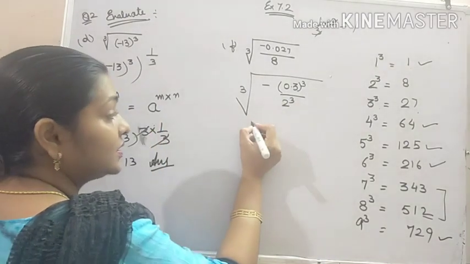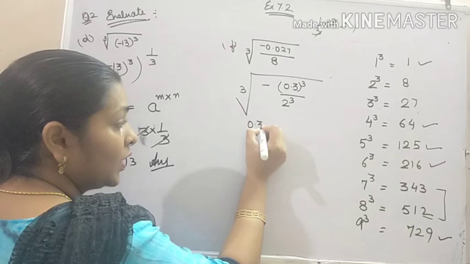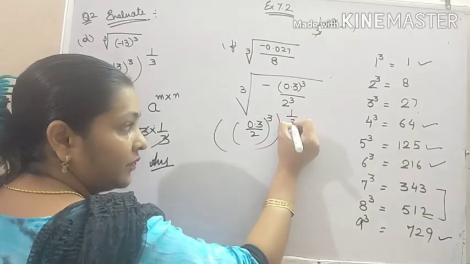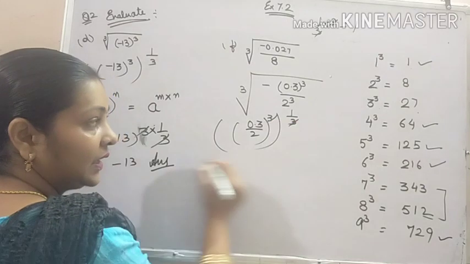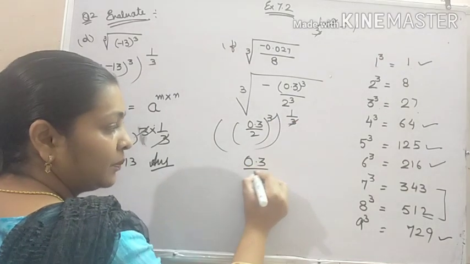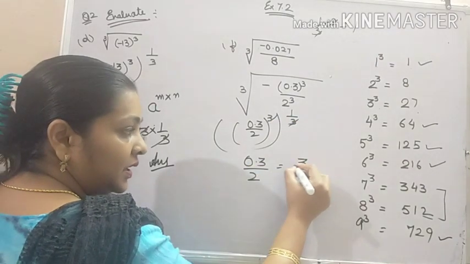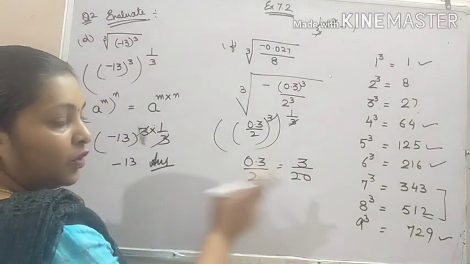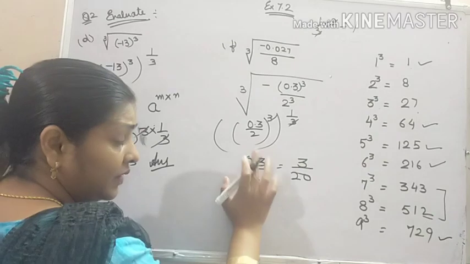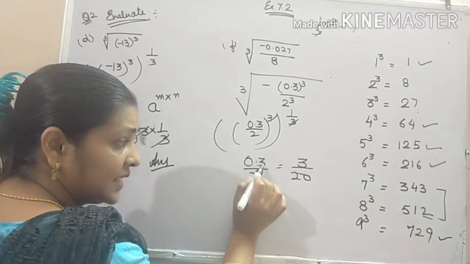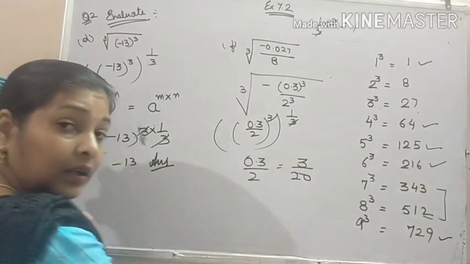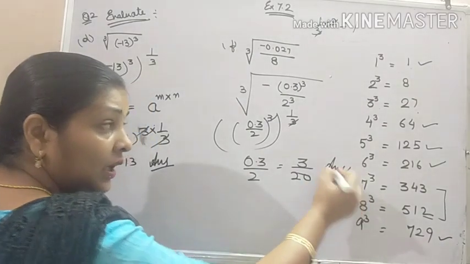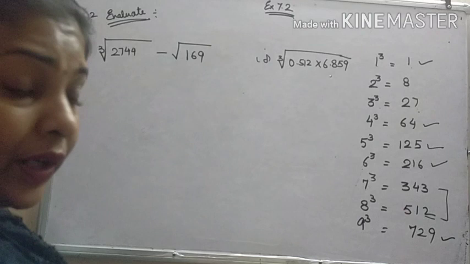Now this is equal to 0.3 upon 2 whole cube whole raised to the power 1 by 3. It will cancel out, 0.3 by 2. It can be written as 3 by 20 because we remove the decimal sign. Whenever we remove the decimal sign, as there is one place, so we put 1 zero. Okay. So 3 by 20 is our answer. Now look at this problem.